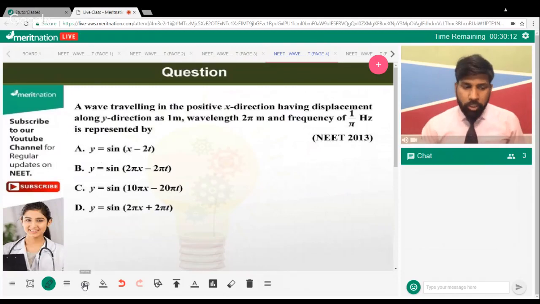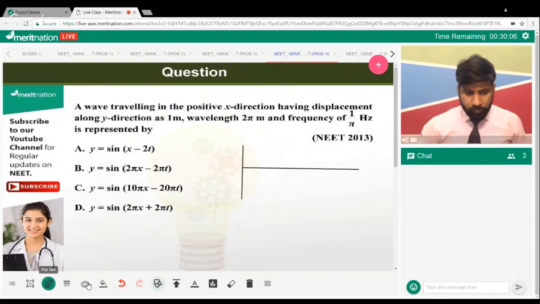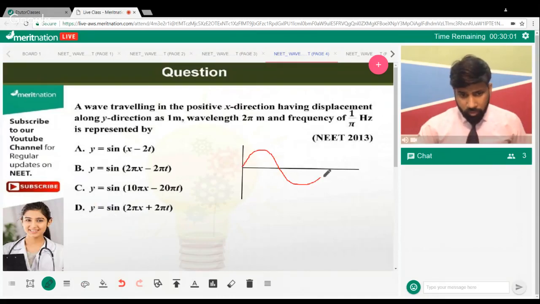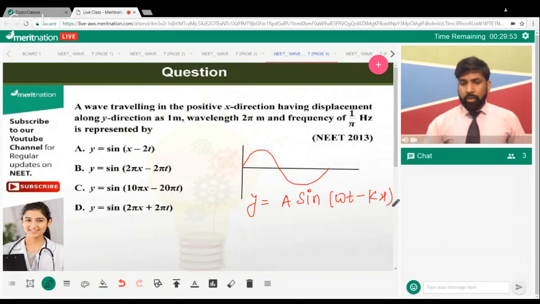Students, you know very well, suppose this is the wave which is traveling in the positive x-axis. For this wave the equation is y equals a sine(omega t minus kx). So simply, to find the equation of this wave, we need to find the values of a, omega, and k. That's it.